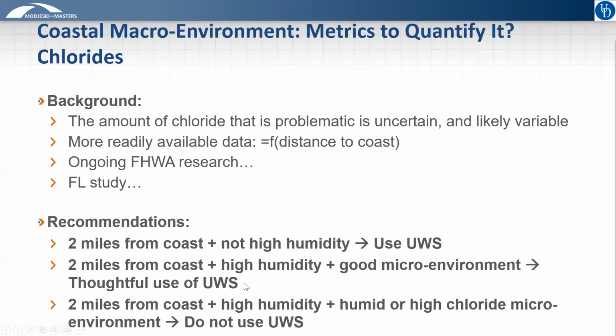But as 2 or 3 of those parameters of coast, high humidity, and the microenvironment start to interact, we become more restrictive on the recommendations on the use of weathering steel. So if only 2 of those parameters are maximized, we recommend the thoughtful use of uncoated weathering steel category. And if all 3 of those parameters are severe, the recommendation is to not use uncoated weathering steel.